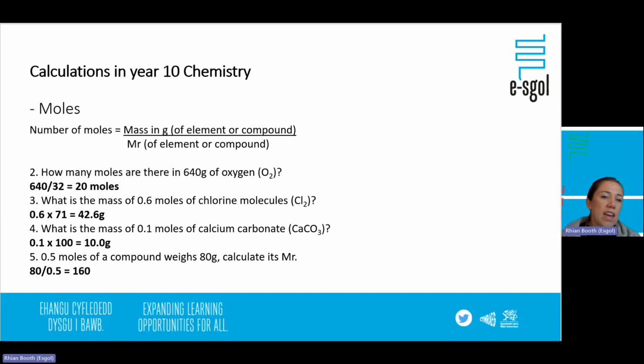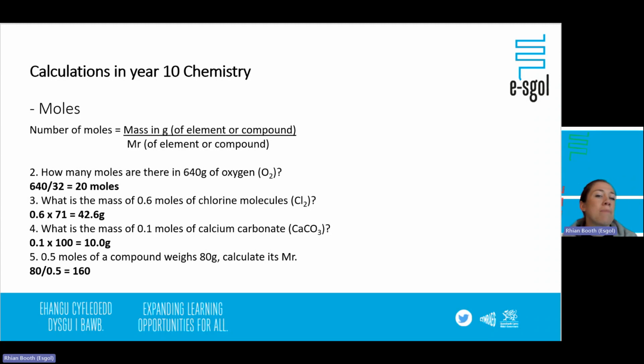Okay, so here we have the answers then. How many moles are there in 640 grams of oxygen? That's 640, which is the mass in grams, divided by 32, because there are 2 oxygen atoms, both have an AR of 16 each, and that gives you 20 moles as an answer.